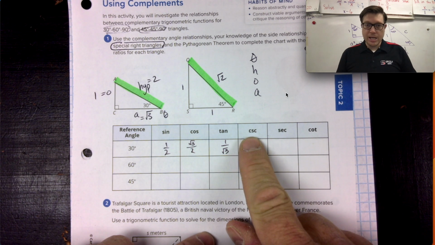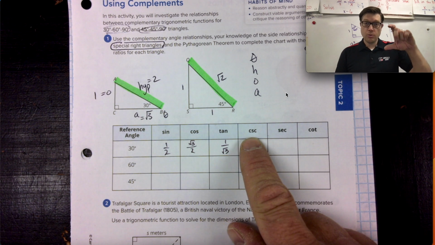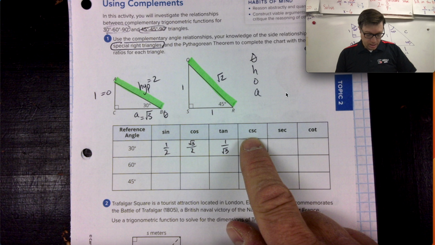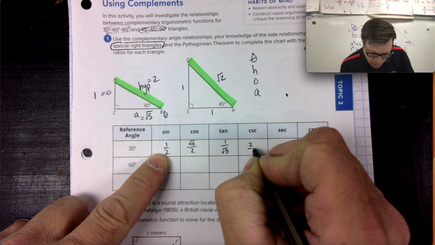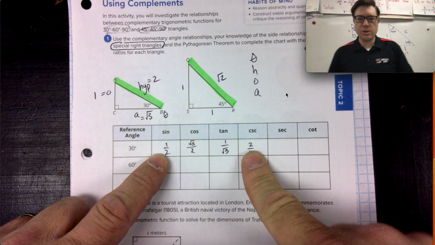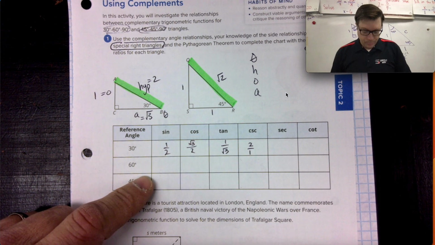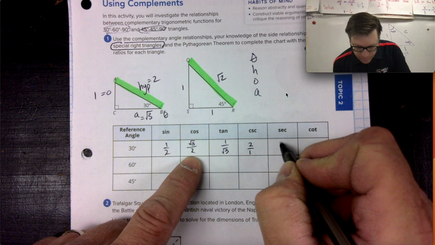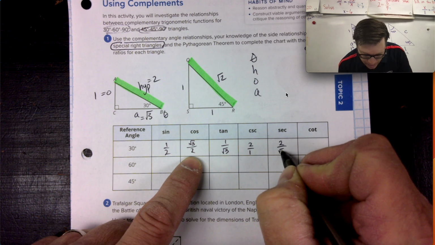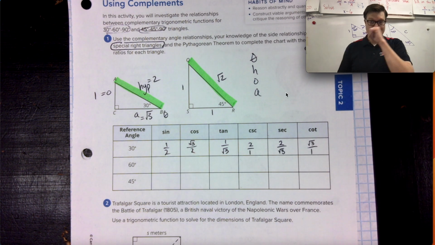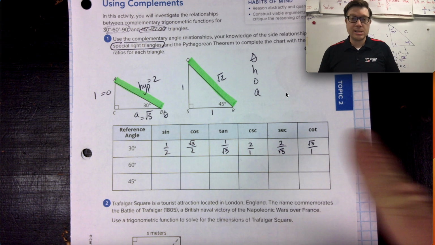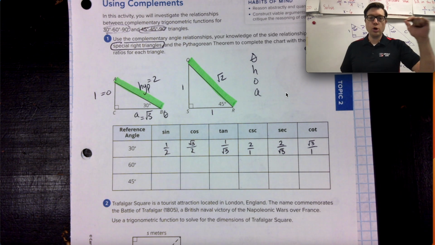The cosecant would be the reciprocal of sine. So sine, when you do its reciprocal, is 2 over 1, which I should just write as 2 there, but I want you to see the reciprocal nature. Secant is the reciprocal of cosine, and cotangent is the reciprocal of tangent. So there we go. We have our 6 ratios from angle B.